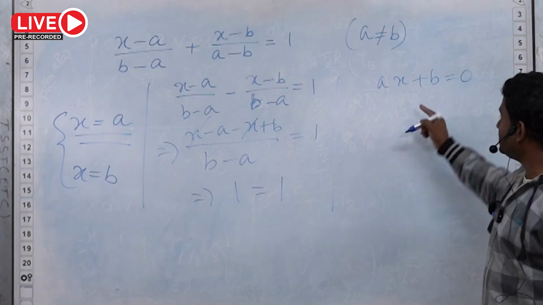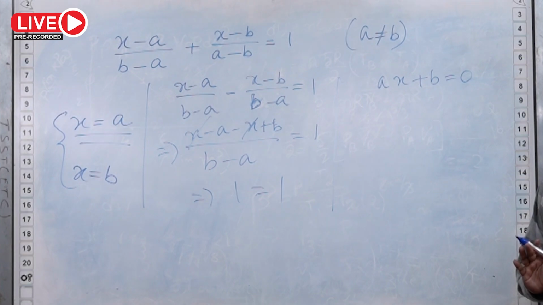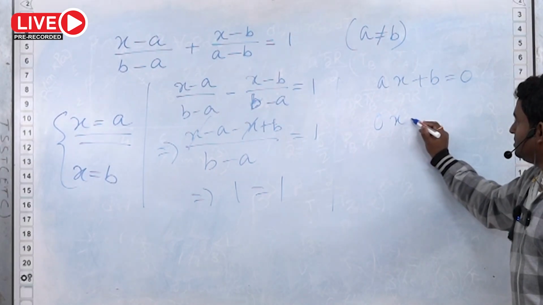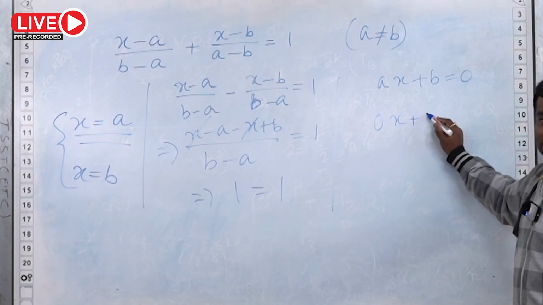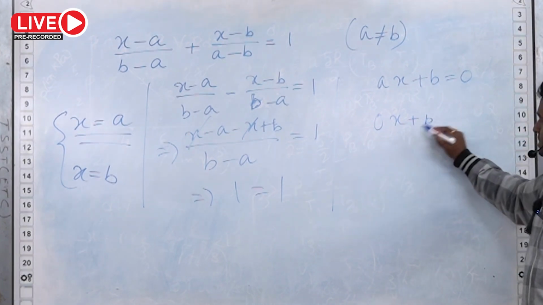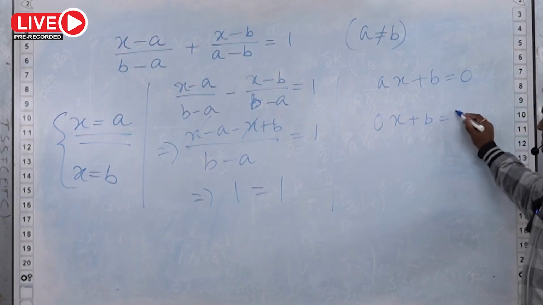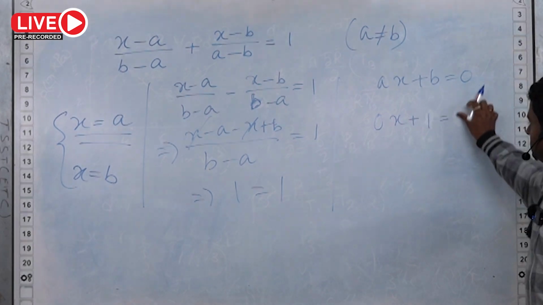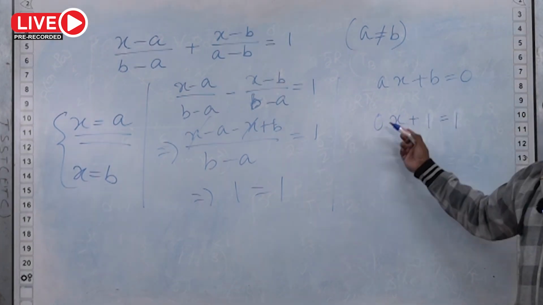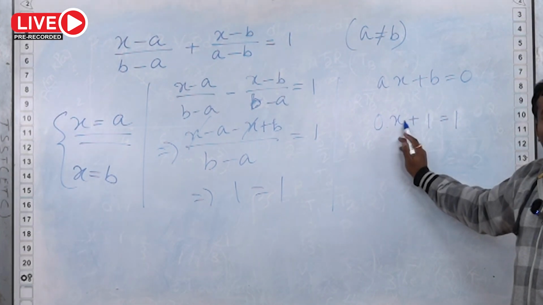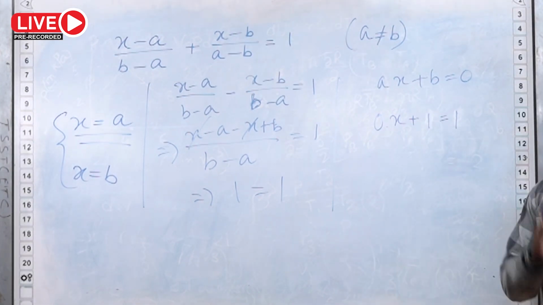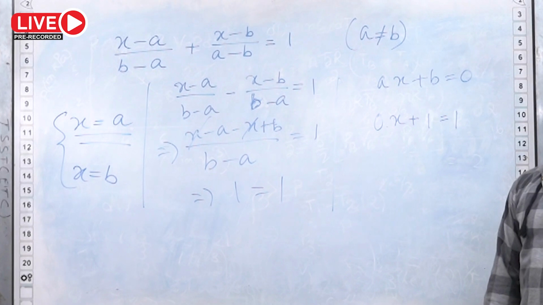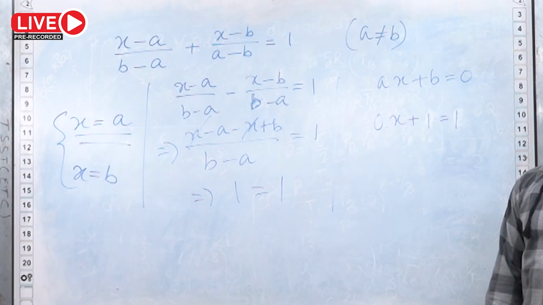Any linear equation is like this: ax plus b equal to 0, the standard form of a linear equation. And this is a linear identity. If you reduce it, you can write it in this format: 0x plus 1 equal to 1. So whatever be the value of x I can put, x equal to a, b, c, d, e, f, z, anything. 0 into that will be 0, and 1 is always equal to 1. This is called a linear identity.